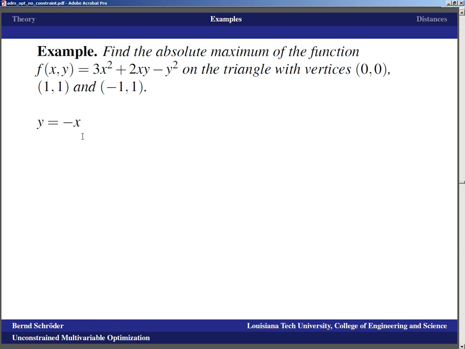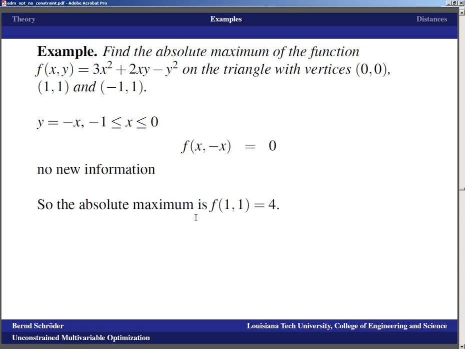And if we're looking at y equals minus x, and then negative 1 smaller equal x smaller equal 0, that would be the downward sloping side of the triangle in the picture that we had, well, then we have to figure out what f of x and minus x is, and f of x and minus x is, let's see, that would be 3x squared minus 2x squared minus x squared, so that would be 0, and that means we also don't get any new information on that side. And so that means the absolute maximum value is the value f of 1, 1, which is equal to 4.